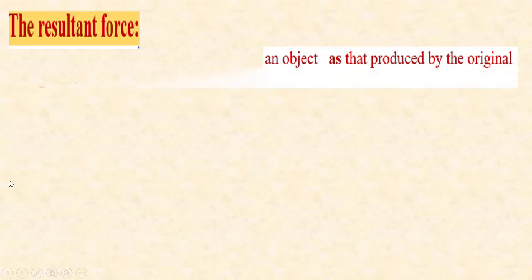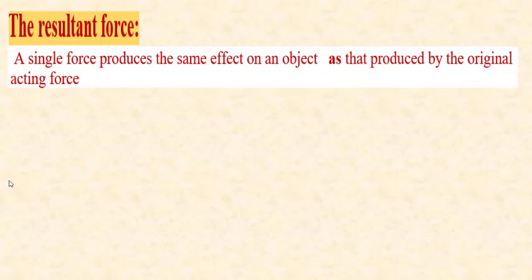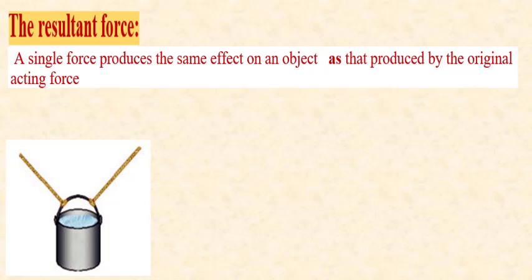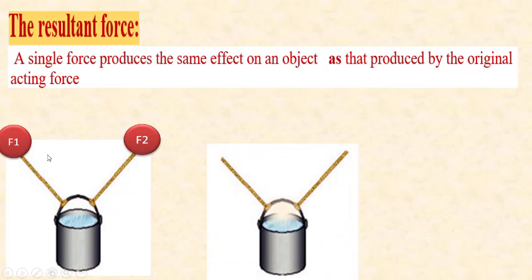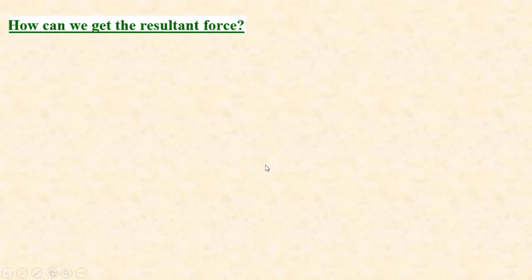Resultant force is the single force that produces the same effect on an object as produced by the original acting forces. In this boat, it is affected by F1 and F2. What is the effective force that will allow this boat to move? F1 or F2? No, there is another force that gives the same effect of these forces, known as the resultant force, and it will move in this direction. How can we get the resultant force?